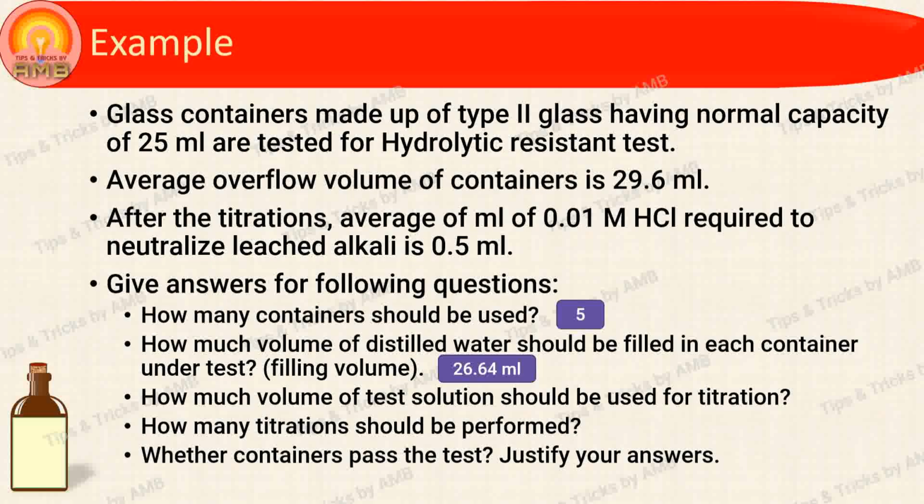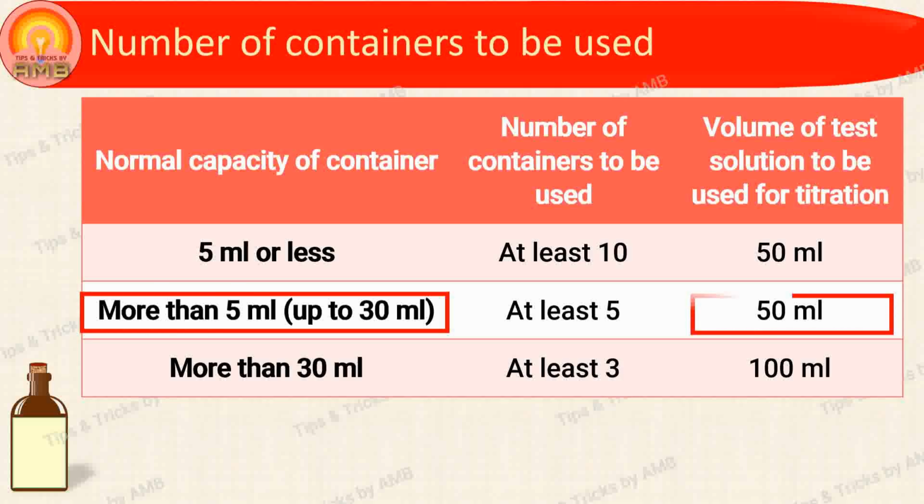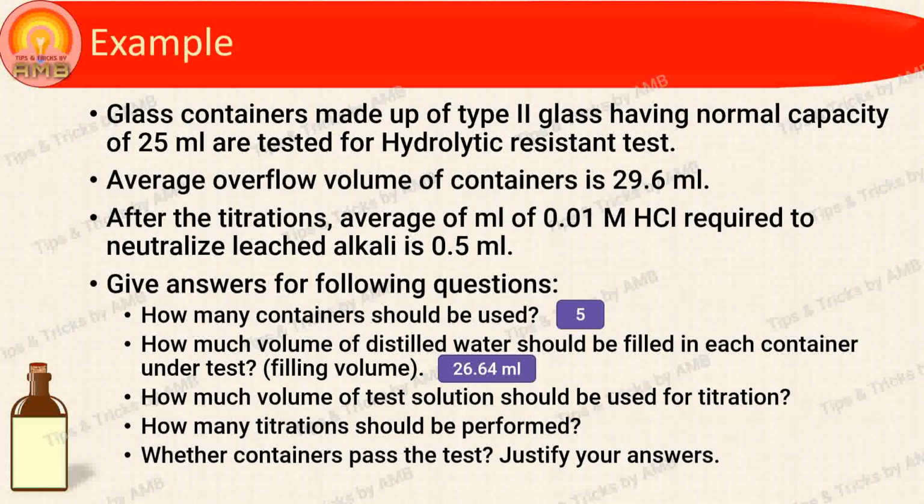Next question is, how much volume of test solution should be used for titration? For getting the answer to this question too, you have to follow the same table. As the nominal capacity of the container is 25 ml, we have to use at least 50 ml test solution for titration. So the answer for this question is 50 ml.